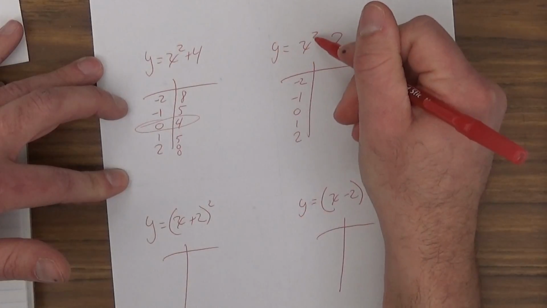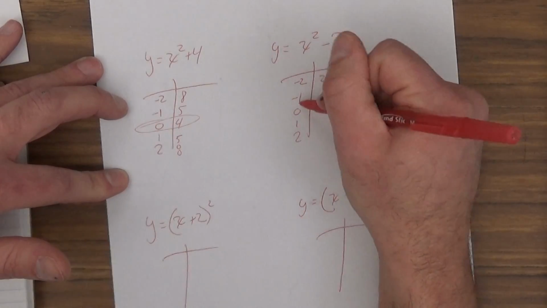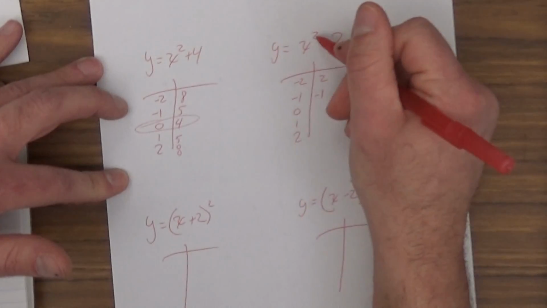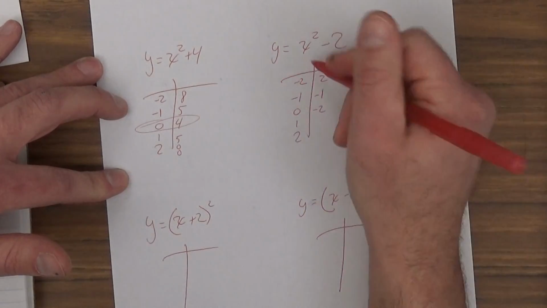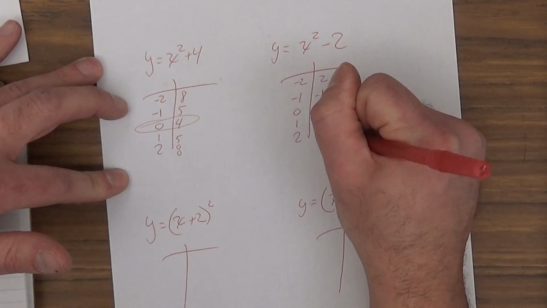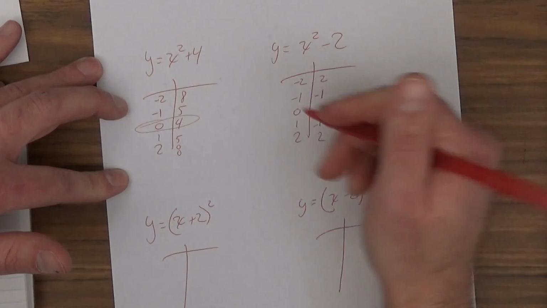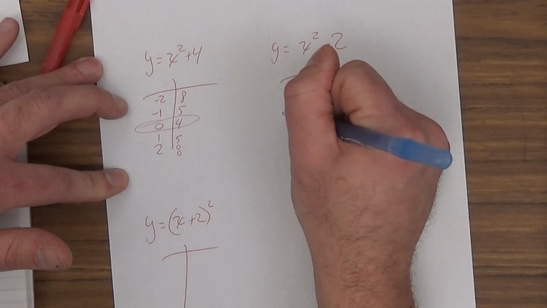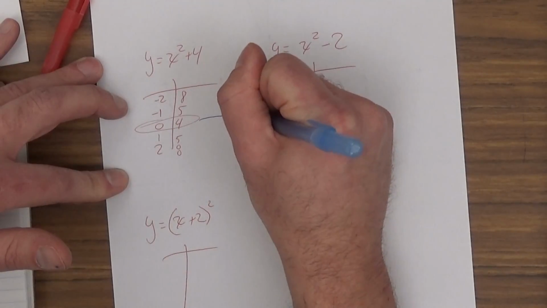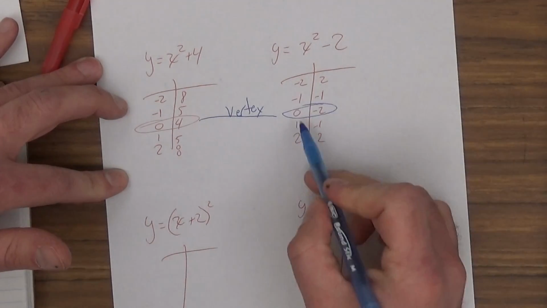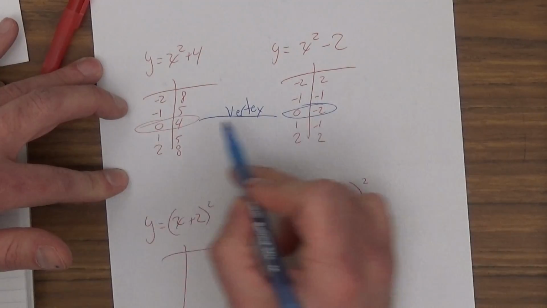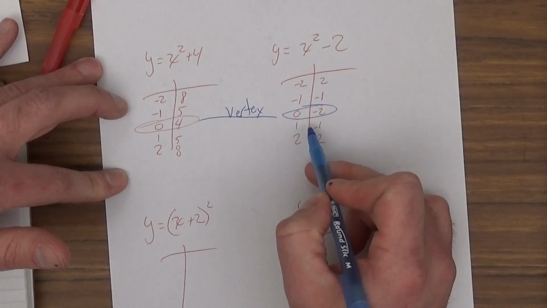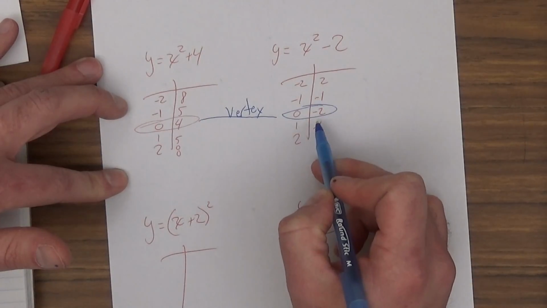Okay, negative 2 squared is 4. 4 minus 2 is 2. Negative 1 squared is 1. 1 minus 2 is negative 1. 0 squared minus 2, negative 1 and 2. Actually, you know what's pretty interesting about that? Look at that. Those two are both the vertex, and they are the lowest number. Negative 2 and 4 are both the lowest number.